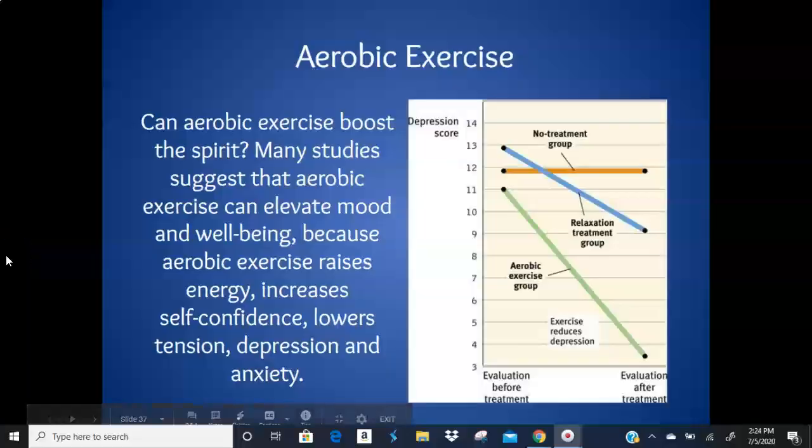So the question is, can aerobic exercise boost the spirit? And many studies suggest that aerobic exercise can elevate mood and well-being because aerobic exercise raises energy, increases self-confidence, and lowers tension, depression, and anxiety. So again, during this time, I would just recommend getting out and doing something.